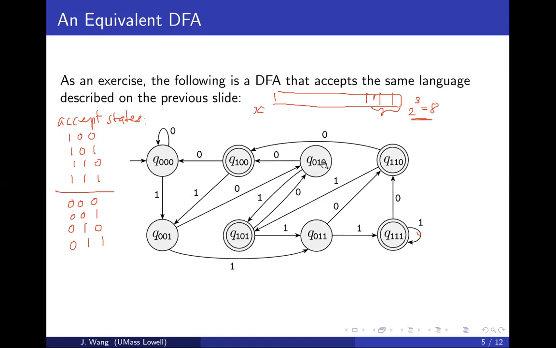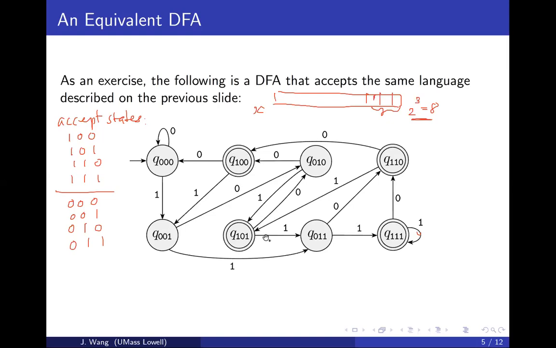So 010, when you read one, you add a one in between, you shift out. So that's 101. And if you read zero, that becomes 100. You shift it out from here, okay? So as you can see from here, of course, it is an accept state. And if it's one, that means 001. You shift it out, you get 001.